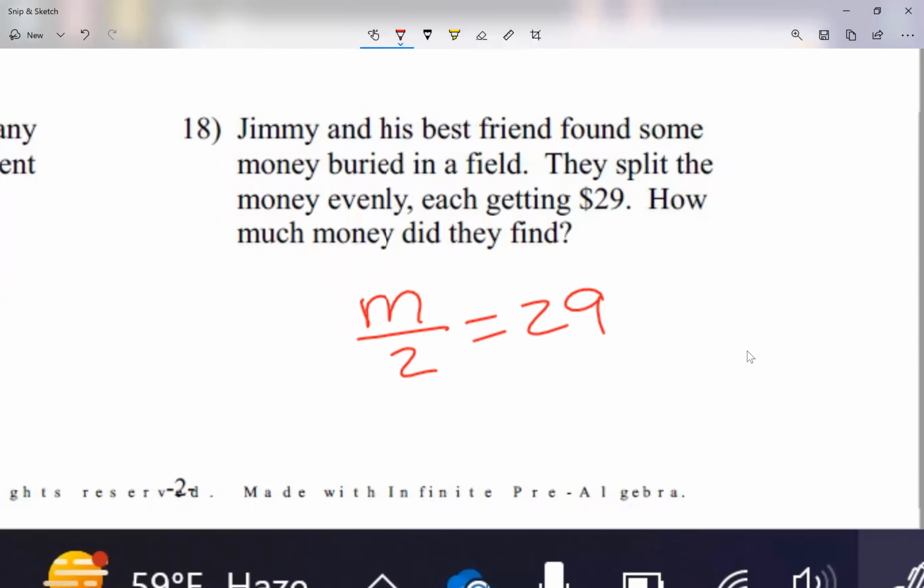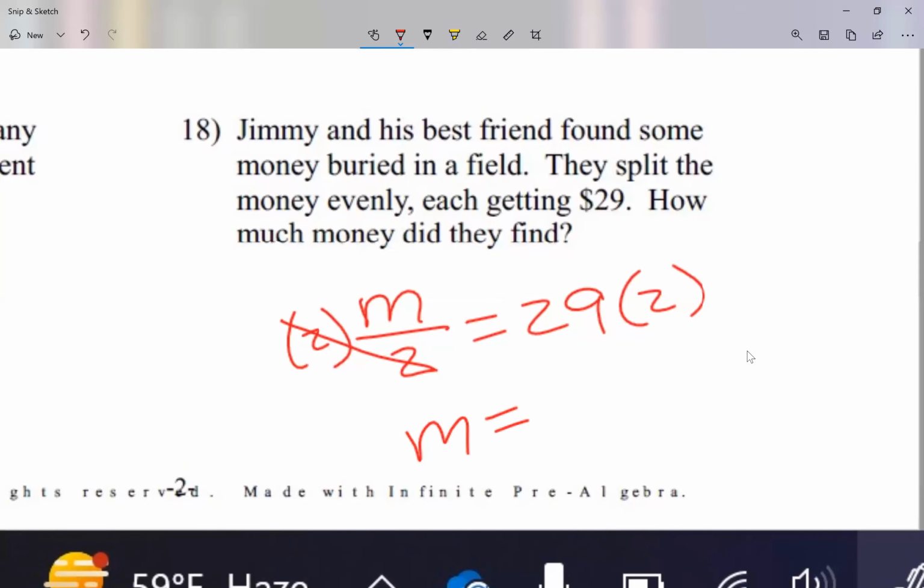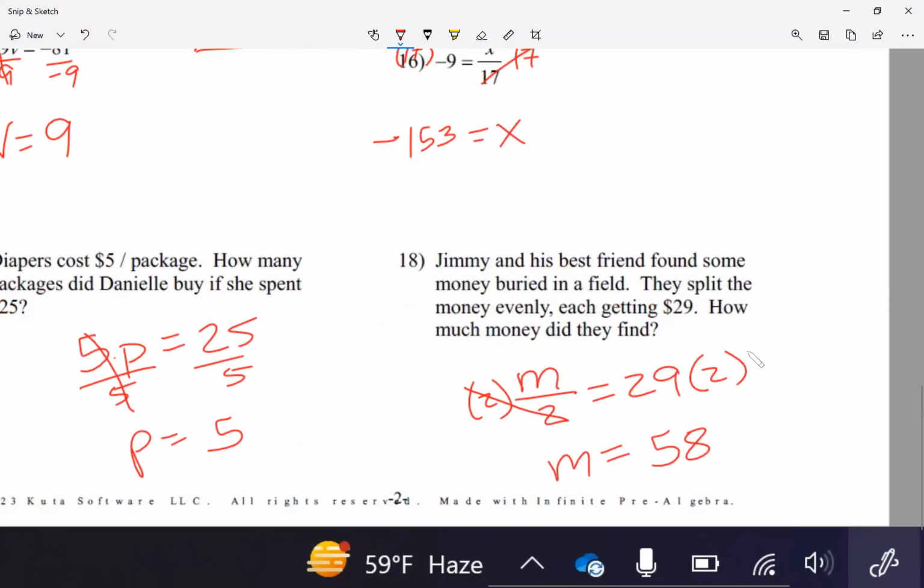So what's M? To get rid of that division, I'm going to multiply both sides by 2. This 2 is what I want to cancel out. 29 times 2 is 58. So they found $58 to begin with. And there you go.